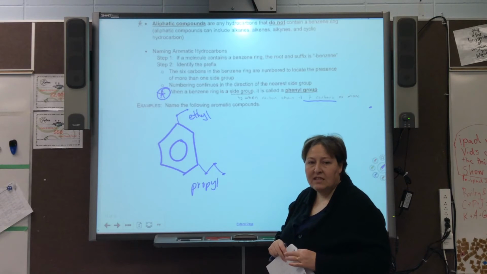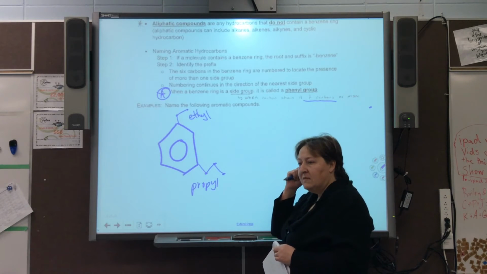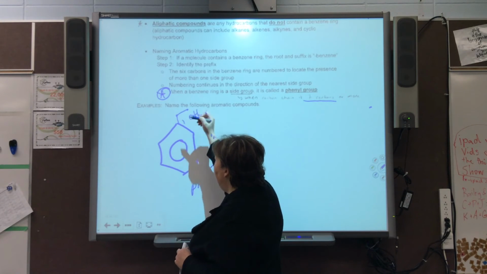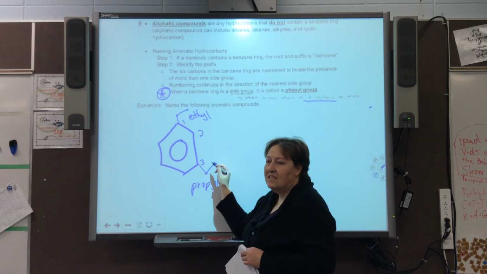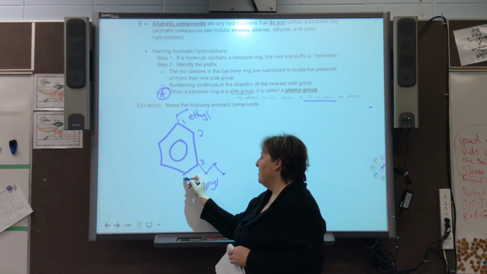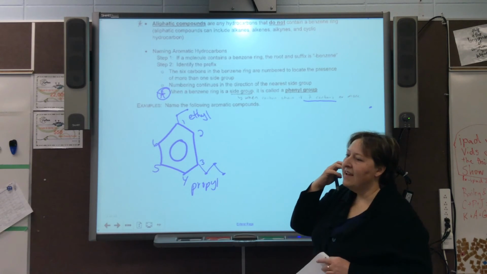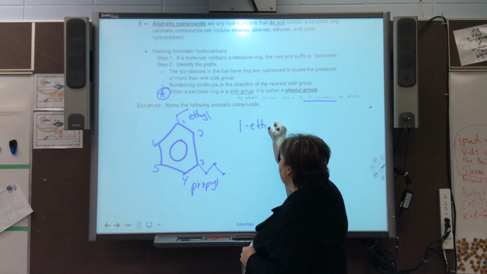How do we start counting? That's propyl. Does P come before E? No, never mind. Okay, so we're going to start alphabetically. 1, 2, 3, and we're going to go the shortest distance to the next one, not this way. I think I should flip one head. So 1, ethyl.